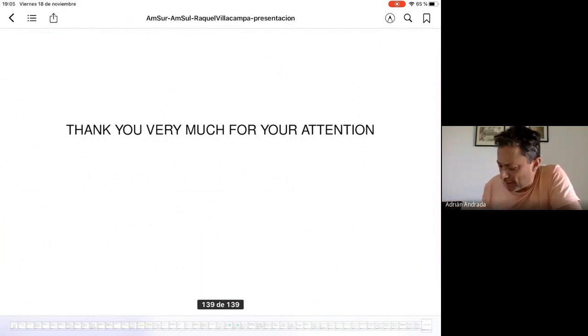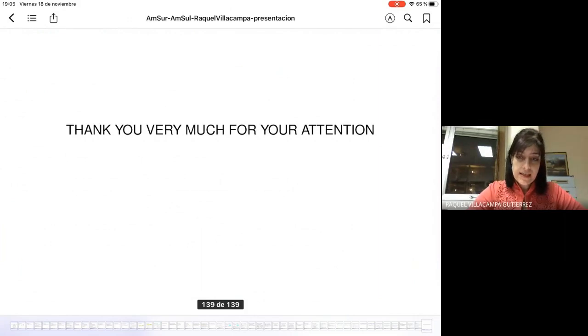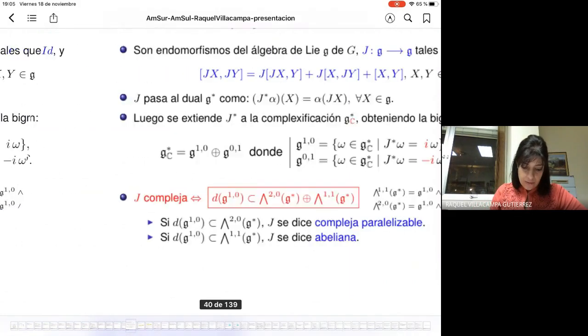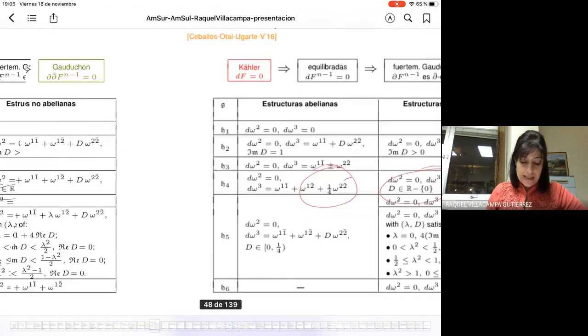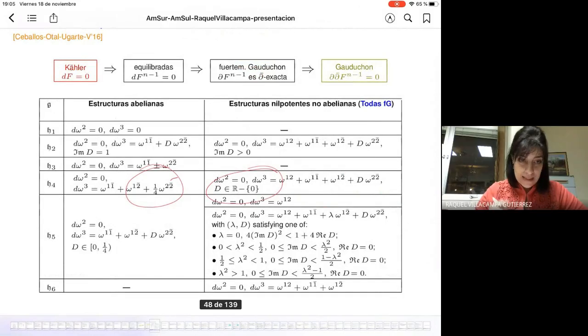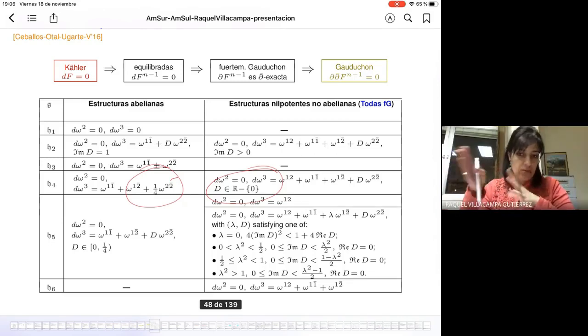Well, let me ask you something. You said that balanced and strongly Gauduchon were equivalent, but that happens in dimension 6. That's not really equivalent. In nilmanifolds in dimension 6, what happens is the following: if a complex structure admits a strongly Gauduchon metric, then it also admits a balanced metric. It's not that the metric is strongly Gauduchon and balanced. So the same structure admits the two types of metrics. Okay, I see. This is the point.